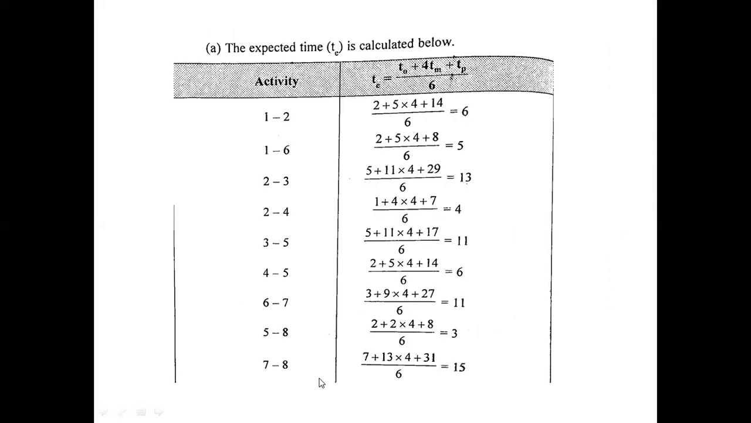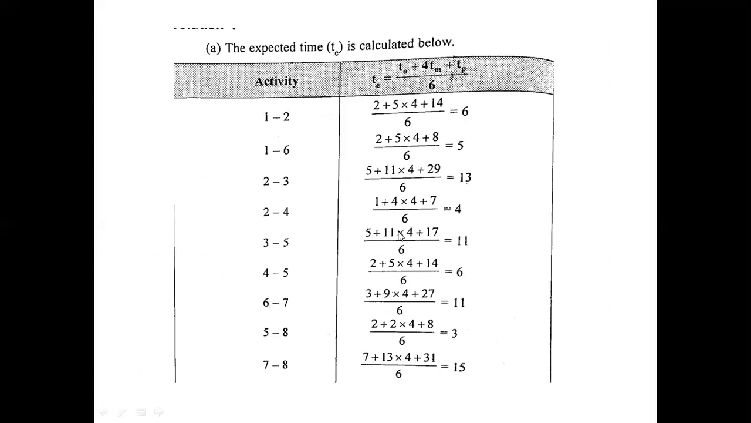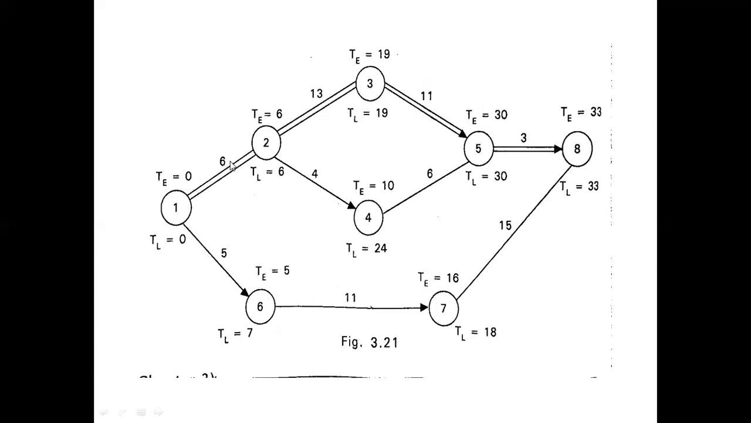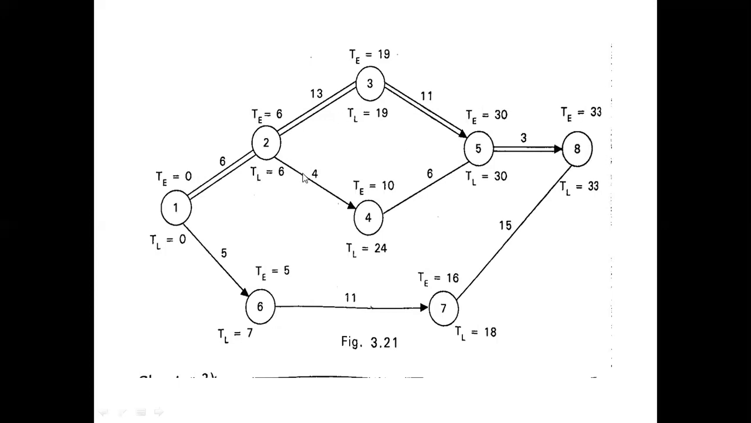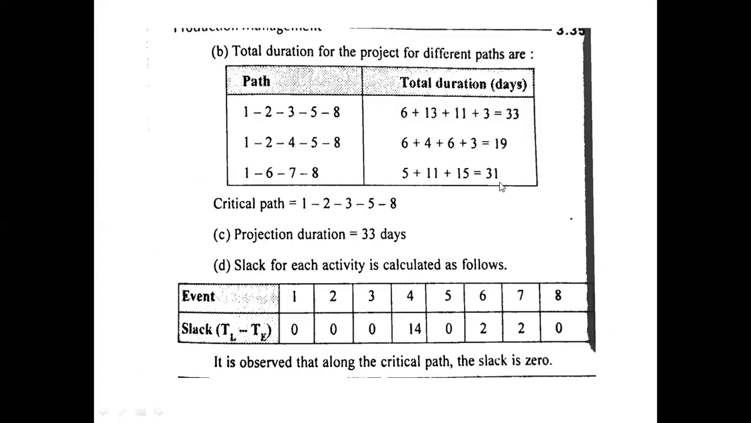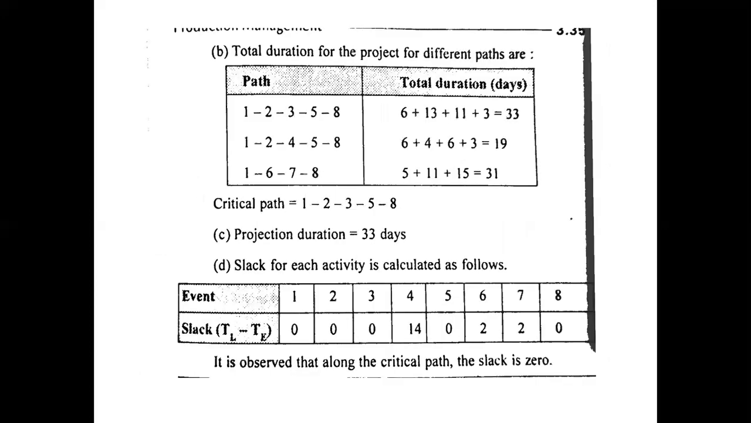After identifying this, the first step is to calculate the expected times. Then the second step, you have to draw the network diagram. And the third step, what you have to do? You have to calculate the earliest and latest finish times of each and every event of this network diagram. So after finding that, then what you have to do? You have to identify the paths for which the slack is showing 0.